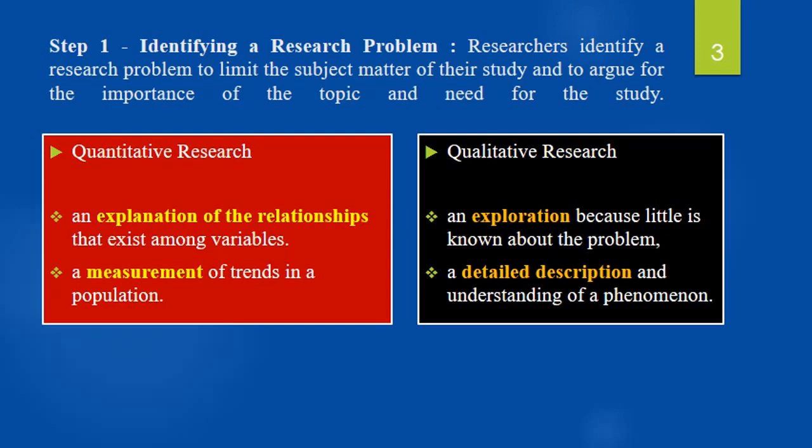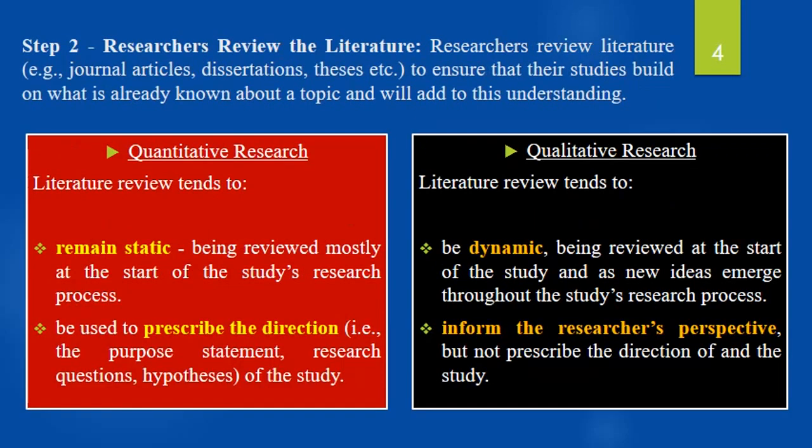Now, we all know the second step is literature review. Researchers, why make literature reviews? Because to ensure that their studies build on what is already known about a topic and will add to this understanding. That means through reviewing a literature, a researcher after conducting his or her study can contribute to the knowledge pool already existing in that particular topic.